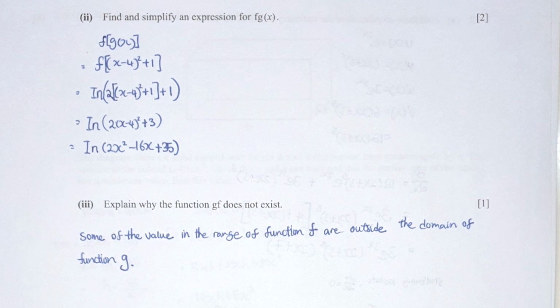As for part 2, simplify the expression of fg(x). Substitute g(x) first, you should be getting (x minus 4) squared plus 1, and this entire thing is your new x. Substitute into your function f, you should be getting ln(2x squared minus 16x plus 35). Explain why function gf doesn't exist: because some of the values in the range of function f are outside of the domain of function g. It means that this is not possible.